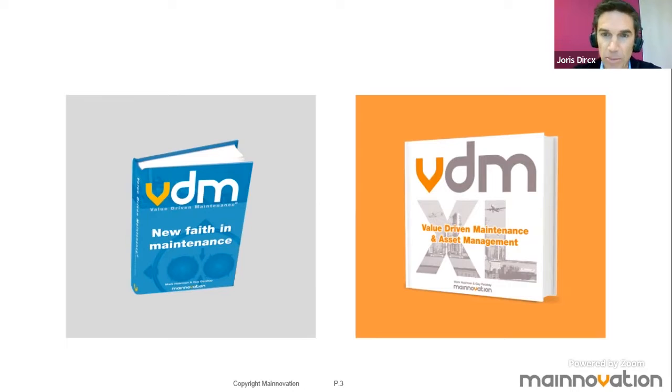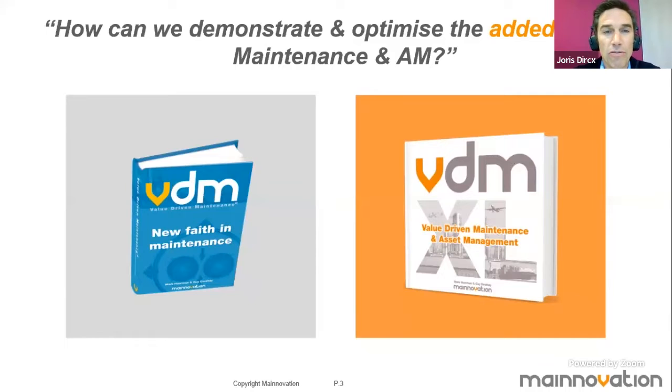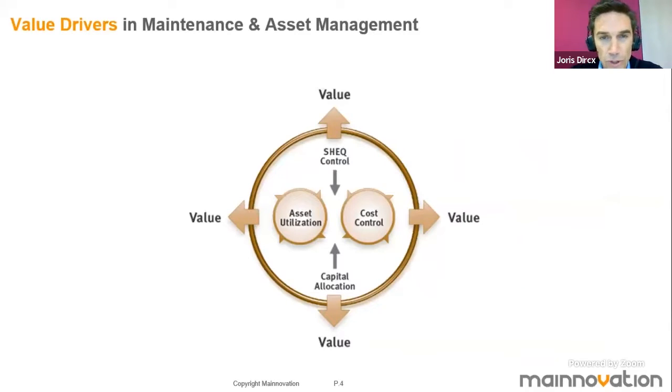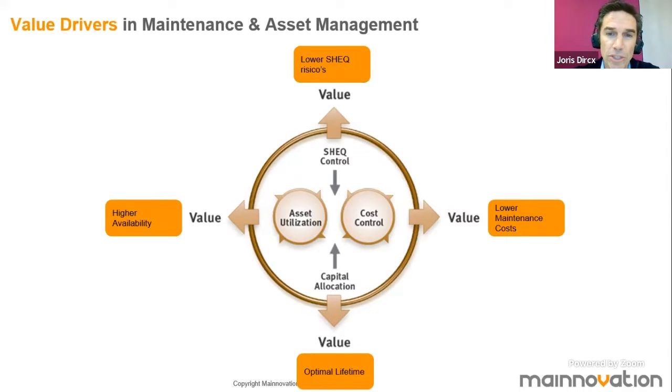That is the value-driven maintenance methodology, where we say that maintenance and asset management can create value through 4 different value drivers, being focusing on uptime, on costs, on capital allocation, meaning lifetime extension, for example, and everything that is risk related, where we translate that in value and see what is the dominant value driver.